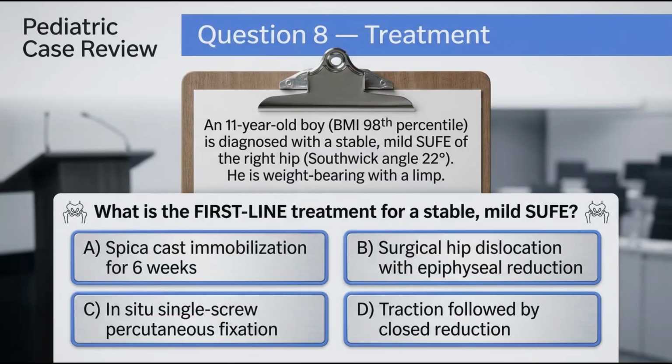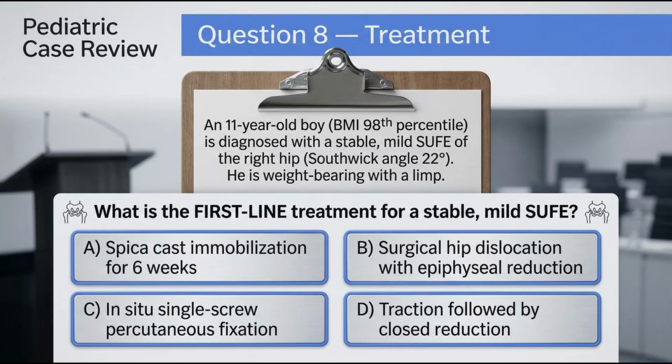Case 8. An 11-year-old boy with a body mass index at the 98th percentile is diagnosed with a stable, mild slipped upper femoral epiphysis of the right hip with a Southwick angle of 22 degrees. He is weight-bearing with a limp. What is the first-line treatment for a stable, mild slipped upper femoral epiphysis? Option A, spica cast immobilization for 6 weeks. Option B, surgical hip dislocation with epiphyseal reduction. Option C, in situ single screw percutaneous fixation.